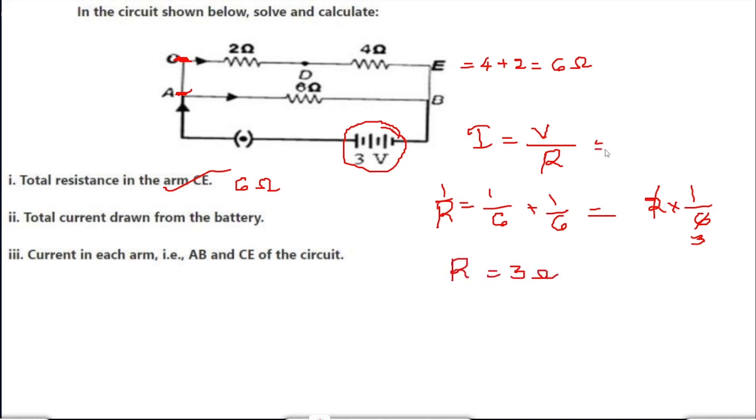So if you substitute this value here, then what happens? Our voltage is 3 and resistance is 3, right? It is 1 ampere, right? And so this is 1 ampere.